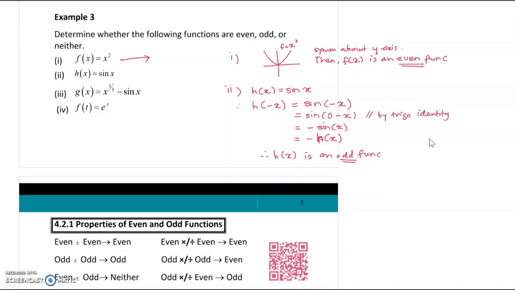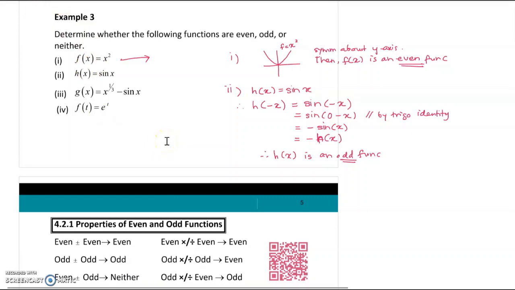Again, two approaches can be used: by the diagram or by the rule. Okay, so I hope you are clear on that. You can try numbers 3 and 4. Number 3 should be an odd function, and number 4 is neither, neither odd nor even. All right.